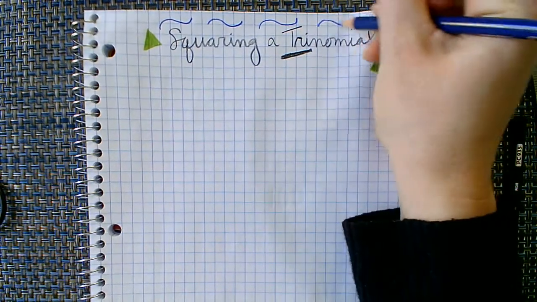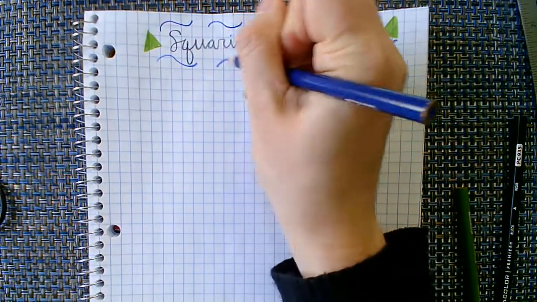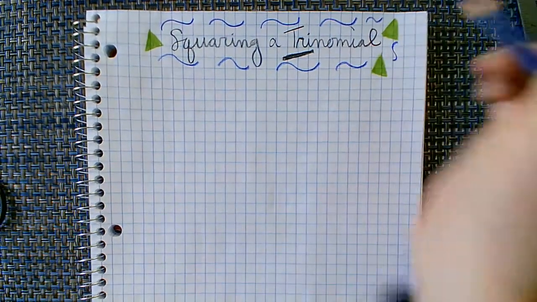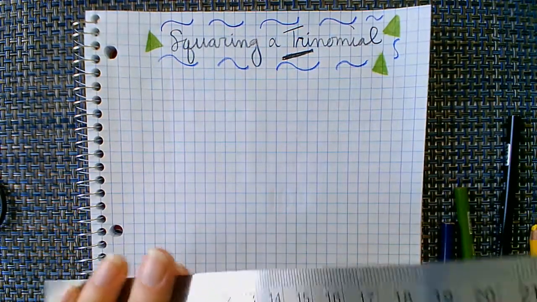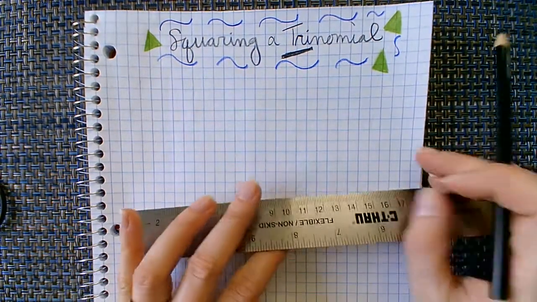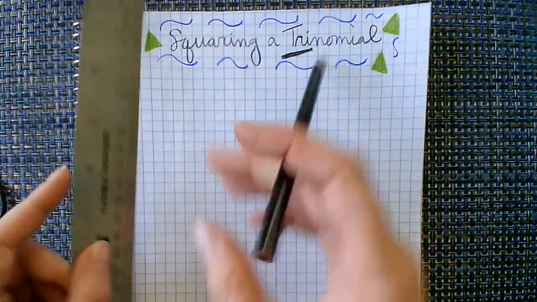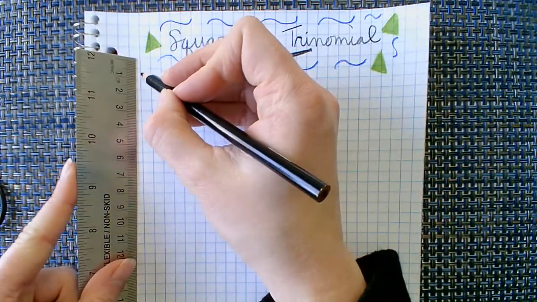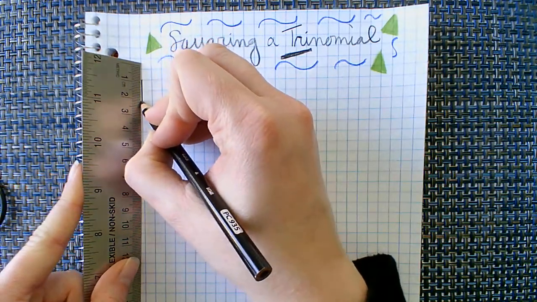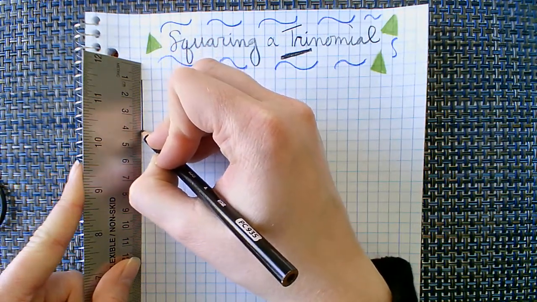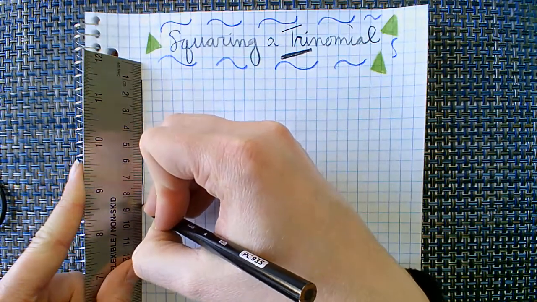Add a nice little border around my title here. And first things first, I'm going to draw myself a square. And I can pick any size number I want. So let's pick, I'm going to do 12. 1, 2, 3, 4, 5, 6, 7, 8, 9, 10, 11, 12.